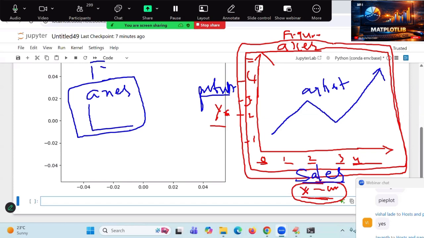X-axis, Y-axis. X-axis contains what? Three things: X ticks, X limit, X label. Y-axis contains what? Y ticks, Y label, Y limit. That intersection point of X ticks and Y ticks will form what? Artist. Artist is nothing but line plot, bar plot, scatter plot, histogram, pie plot. That is called what? Artist.